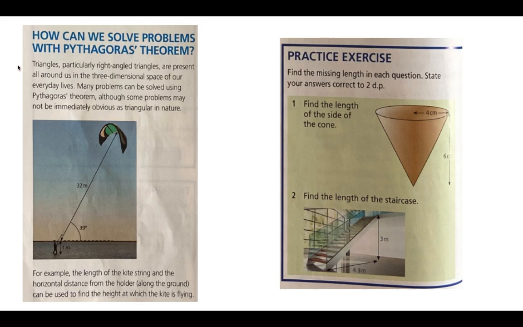As you can see from here, triangles, particularly right-angled triangles, are present all around us in the 3-dimensional space in our everyday lives. Many problems can be solved using Pythagorean theorem, although some problems may not be immediately obvious as triangular in nature. So for example, the length of the kite string and the horizontal distance from the holder. So we're looking at here the horizontal distance, and then we're looking at the height of the sky can be used to find the height at which the kite is flying.